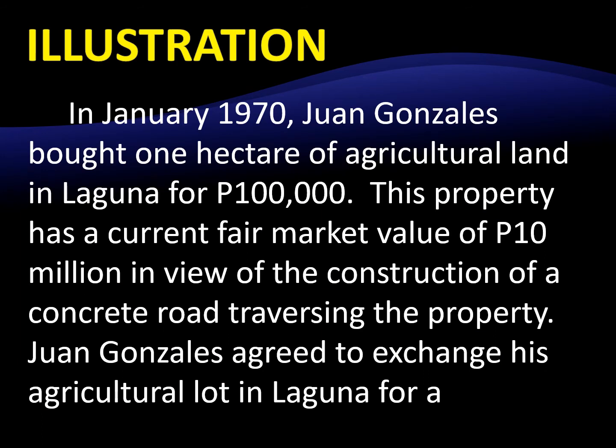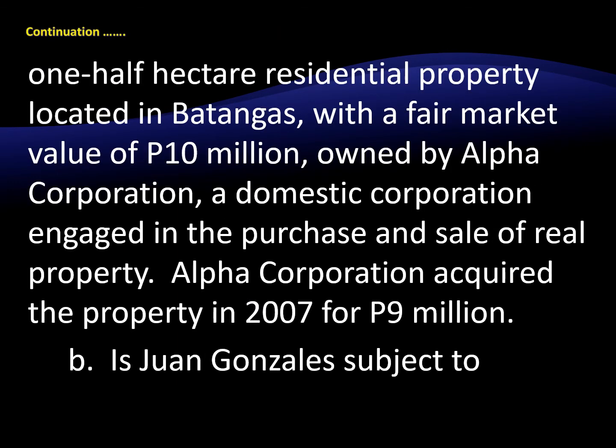In January 1970, Juan Gonzalez bought 1 hectare of agricultural land in Laguna for 100,000. This property has a current market value of 10 million in view of the construction of the concrete road traversing the property. Juan Gonzalez agreed to exchange his agricultural land in Laguna for a 1/2 hectare residential property located in Batangas with a fair market value of 10 million owned by Alpha Corporation, a domestic corporation engaged in the purchase and sale of real property. Alpha Corporation acquired the property in 2007 for 9 million.